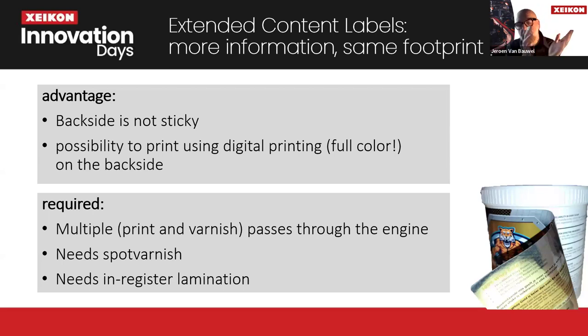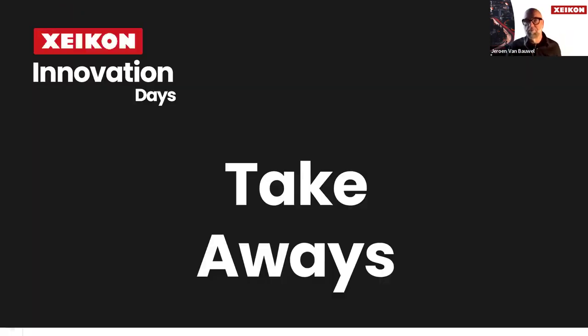And of course, as you notice, there are also some technical requirements to keep in mind. This method requires multiple passes through the engine for both the printing and the varnishing steps. And it also requires spot varnish application and precise in-register lamination to ensure proper functionality and alignment of the different layers of the label. And that's where my introduction on extended content labels ends.